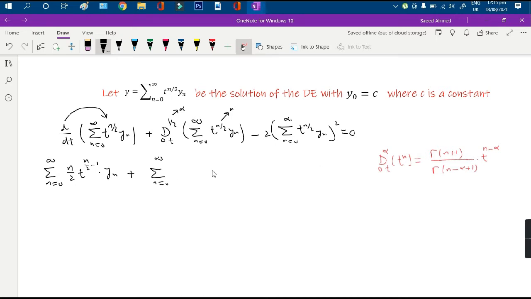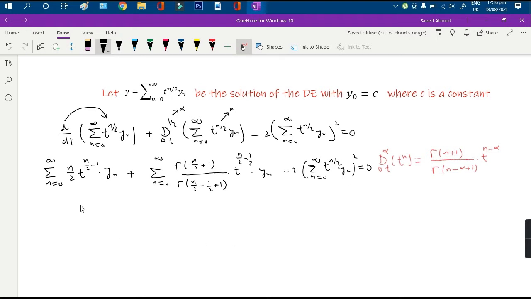So this becomes gamma of n/2 plus 1 over gamma of n/2 minus alpha, which is a half, plus 1, and then t to the power n/2 minus 1/2, times y_n. The last term will remain as it is: minus 2 times the summation from n equals 0 to infinity of t raised to the power n/2 times y_n, squared, is equal to 0.